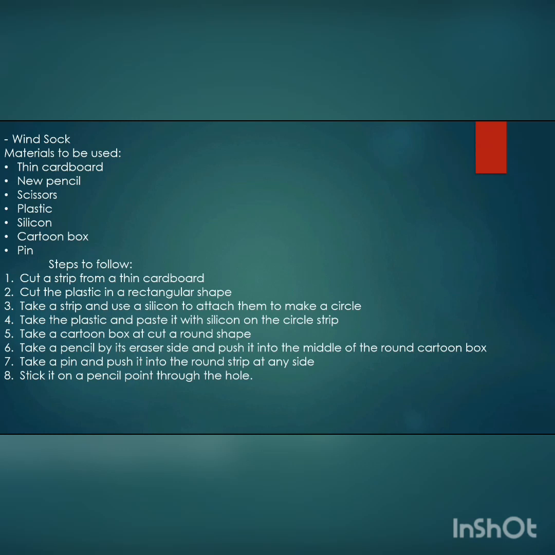Take a carton box and cut a round shape. Take a pencil by its eraser side and push it into the middle of the round carton box. Take a pin and push it into the round strip at any side, then stick it on the pencil point through the hole. That is how the windsock is constructed.